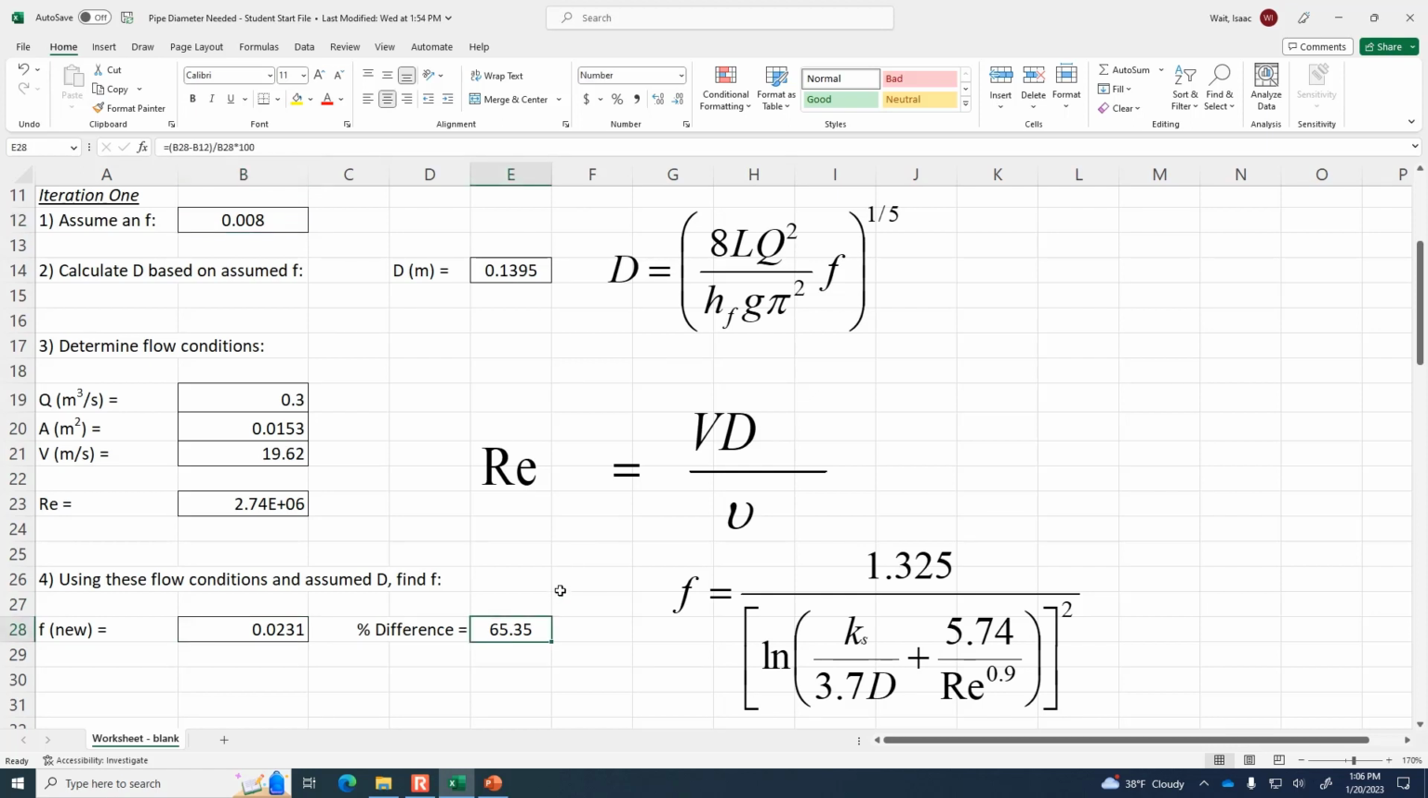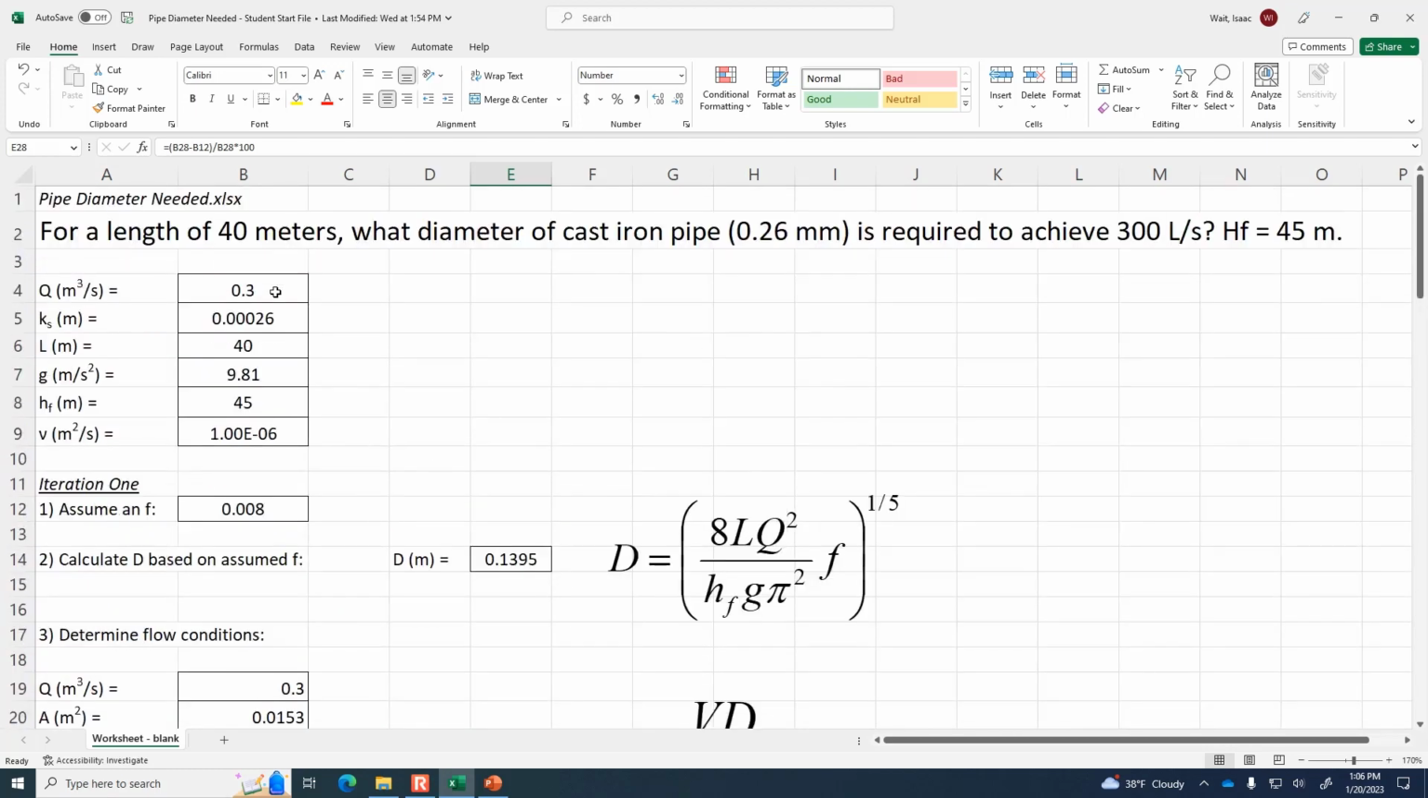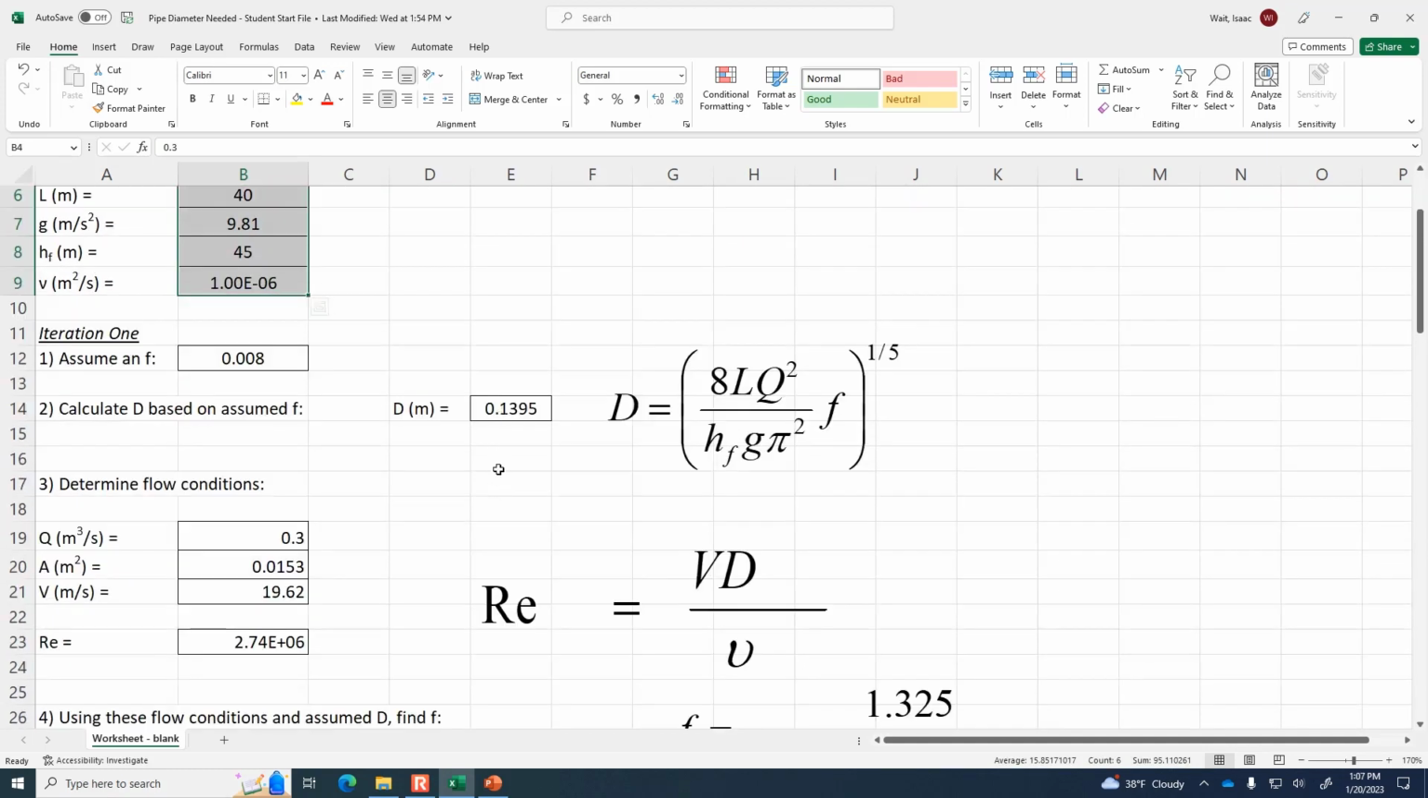So there's certain things in our calculations that are constant, like the flow rate is constant, the length of the pipe is constant, you know, all these parameters at the top are constant. But to avoid having to type the equation over and over again, what I'm going to do is I'm just going to copy and paste.